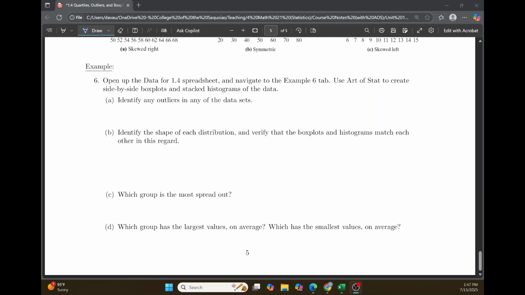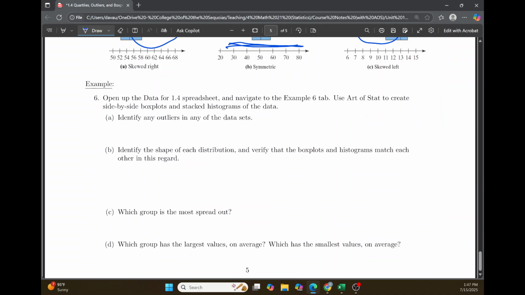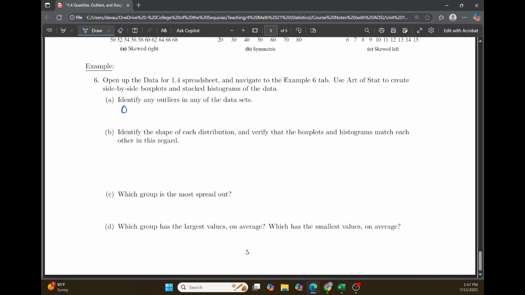So I'll say only group 3 has outliers. They are 18, 22, 22, and 23.